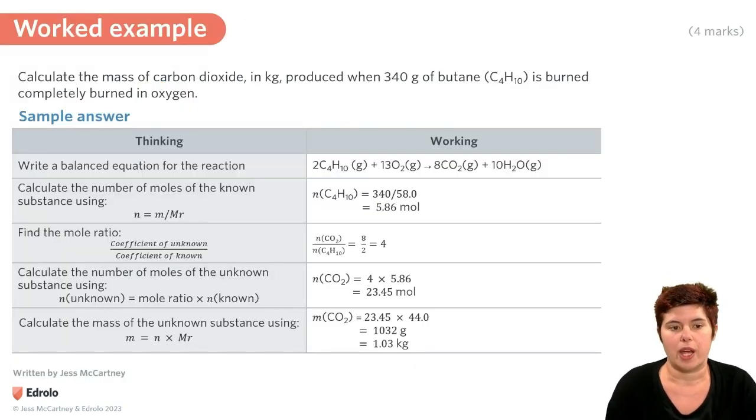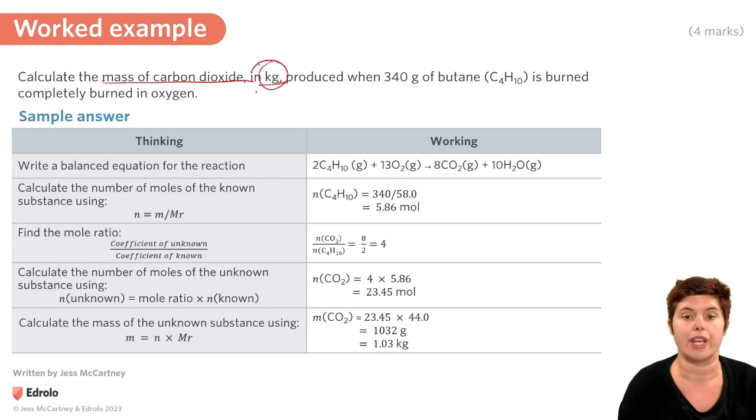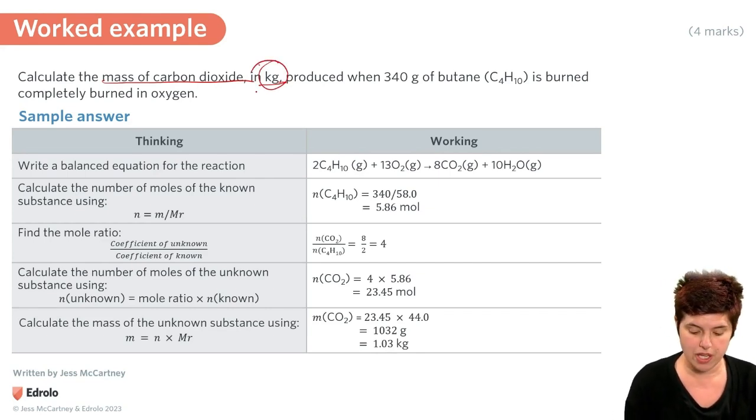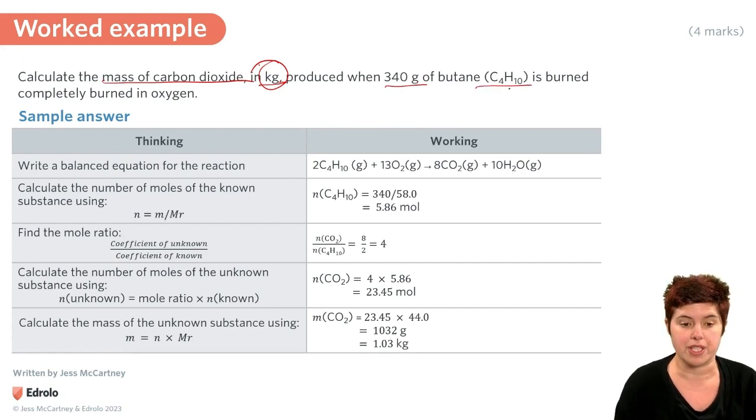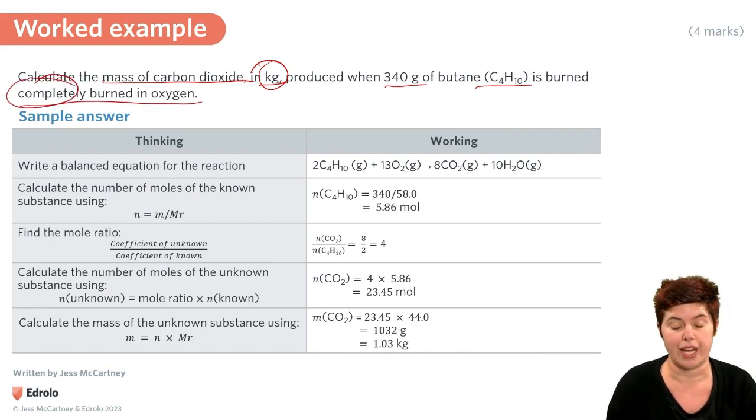So let's look at a worked example. The question is, calculate the mass of carbon dioxide in kilograms. So really important to note that our answer needs to be in kilograms. When 340 grams of butane, the formula is given to us, burn completely in oxygen. So that means that is a complete combustion reaction.